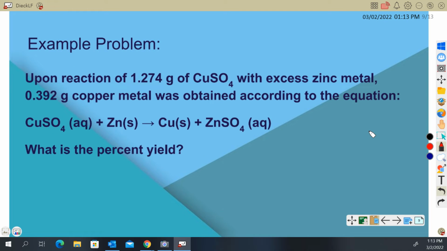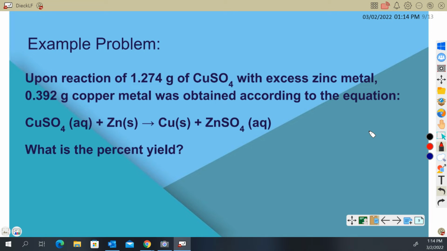Okay, example problem. These are similar to limiting reactant problems in that you're going to see two numbers: a number with a product and a number with a reactant. I'm going to read this out loud, and while I'm reading it, look at the chemical and then look at the equation and think, is that a product or a reactant? Upon reaction of 1.274 grams of copper sulfate with excess zinc metal, 0.392 grams of copper metal was obtained according to the equation. What is the percent yield?